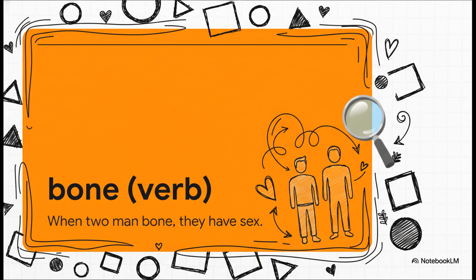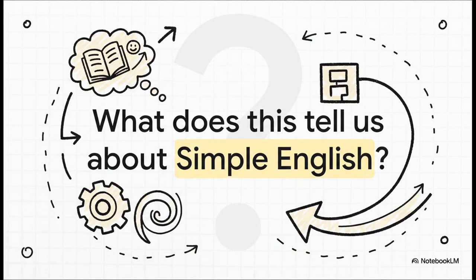And there it is, the second definition, stated just as plainly as the first one. When two men bone, they have sex. Wow, no judgment, no fancy words, just a direct, simple explanation of a real-world slang term. So what is going on here? This raises a really fascinating question. Why on earth would a resource called Simple English, which is designed for learners, include a slang term for sex? What does that choice tell us about what they're trying to do?